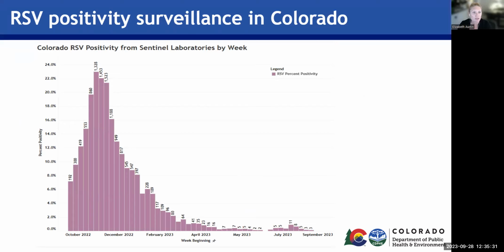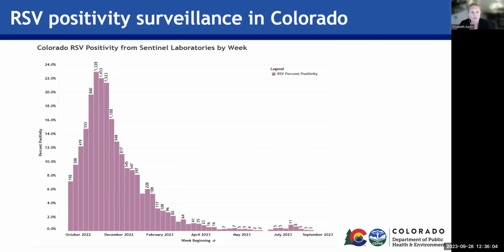So similar to the influenza positivity slide, this shows the percent positivity of RSV in Colorado from October 2022 to present. And as shown on the previous slide, again, this data is reported weekly from the 26 Sentinel Hospital laboratories across the state. They indicate the percent positive RSV specimens among the total number of specimens tested for RSV at that lab. And currently RSV positivity is extremely low.